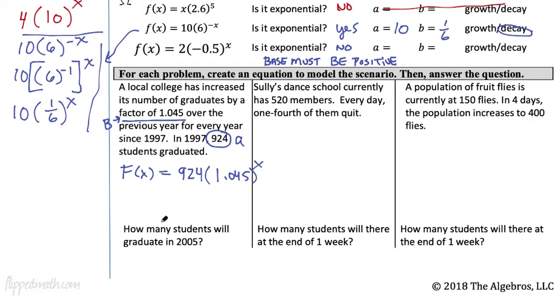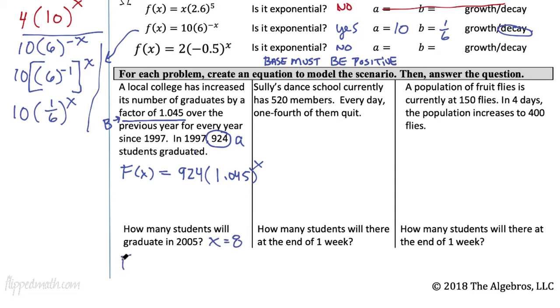Well, to get that answer, we're just going to plug in. Well, we're not plugging in 2005 because this is every year since 1997. So how many years has that been? That's been what? 1, 2, 3, and then 8 total. Okay, so we're going to plug in. X is going to equal 8 here. And we're going to plug that into our equation.